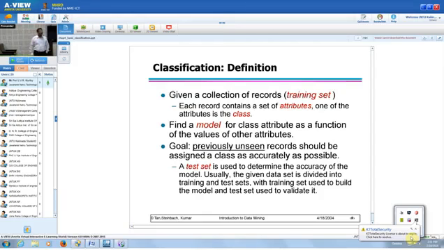So, in your curriculum, what we are studying is the decision.